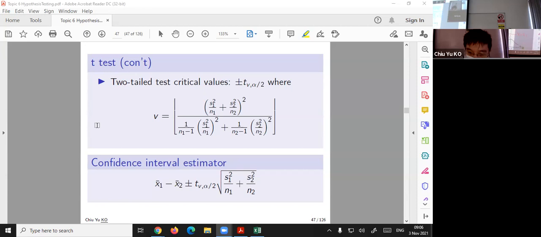And the confidence interval estimate is the same thing, right? Because this is the numerator, this is the denominator, and this is the critical value. Just repeat here. This is the numerator of the t statistic, this is the denominator, and the middle part is the critical value. I guess because the technique is the same, let's go for the example before the break.